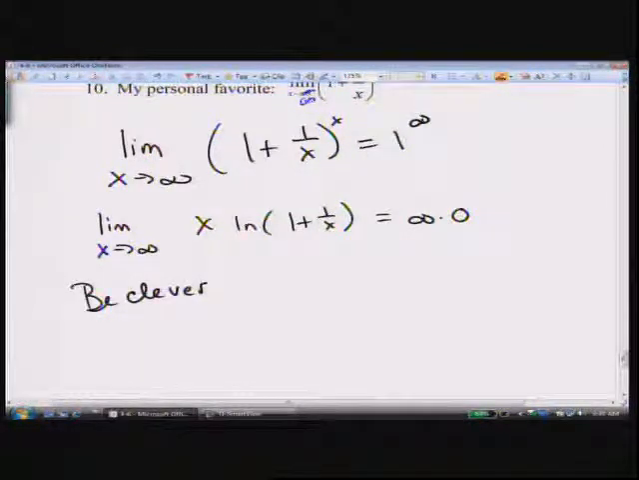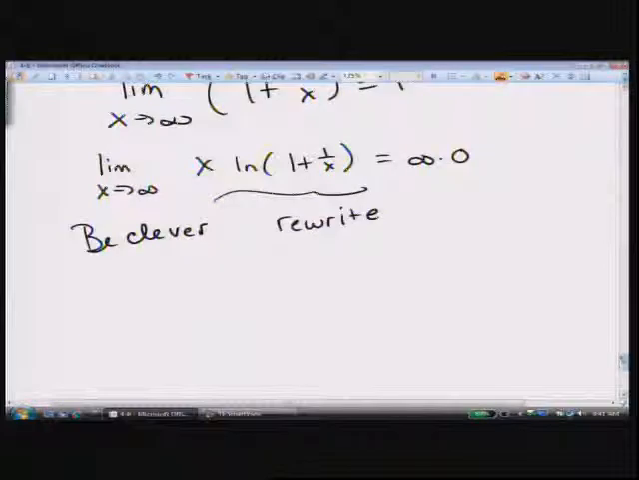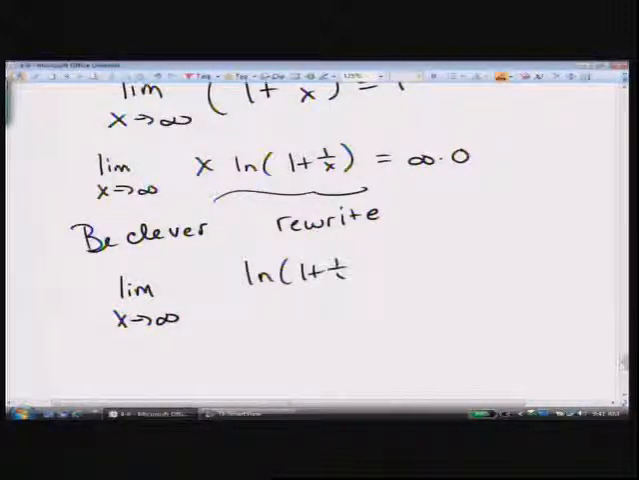and rewrite this expression as, watch me, I'm so clever. The limit, I stole it from the book. The limit as x goes to infinity of, all right, well, I'm just going to write this as the ln of 1 plus 1 over x. But instead of x times that, I'm going to write it divided by 1 over x. It's legal, right? I unflipped and multiplied. I undid that. That's legal.